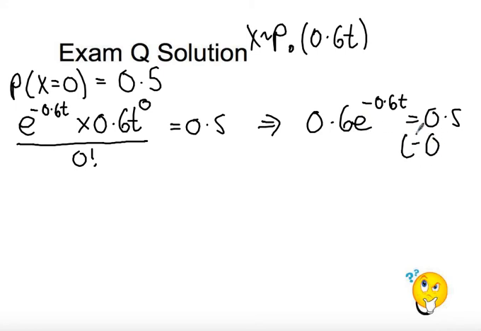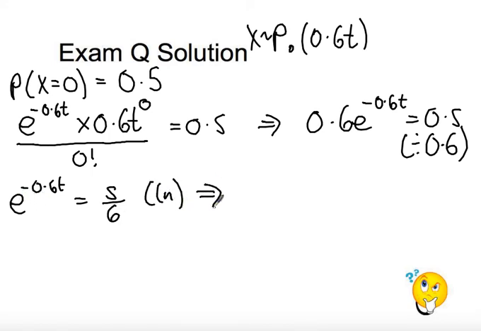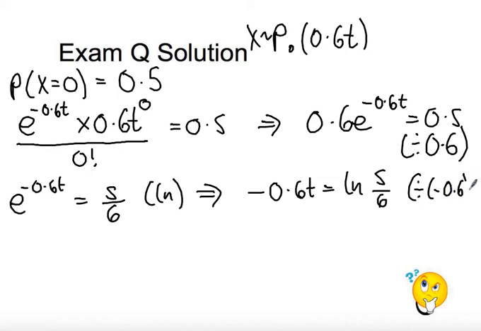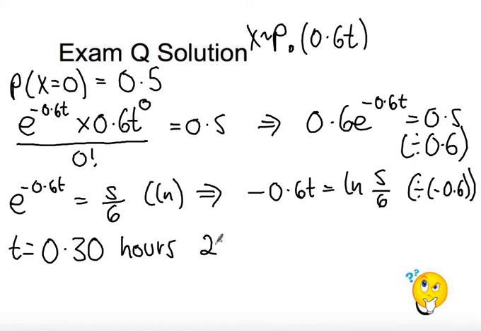So let's divide by 0.6. If we divide by 0.6, we get e to the minus 0.6t equals 5 over 6. If I take natural logs of both sides, then on the left-hand side I get left with minus 0.6t, and on the right-hand side, we get natural log of 5 over 6. If I now divide by minus 0.6, we get that t is equal to log of 5/6 divided by minus 0.6, and if you work through that, you should get an answer of 0.30 hours to 2 decimal places.